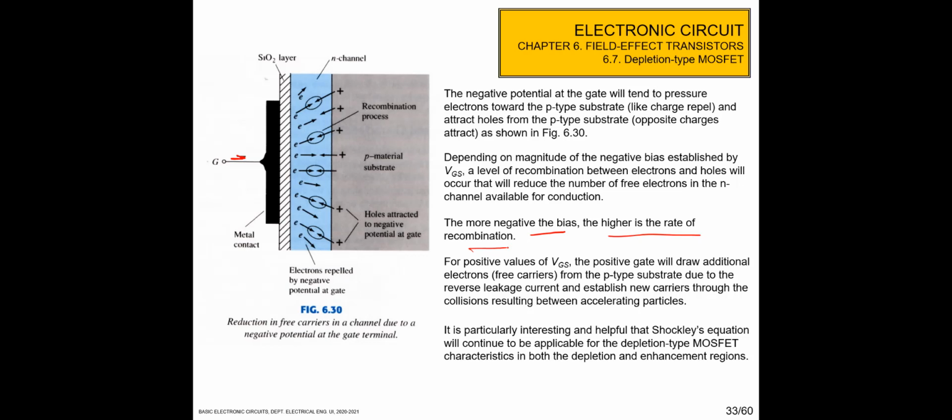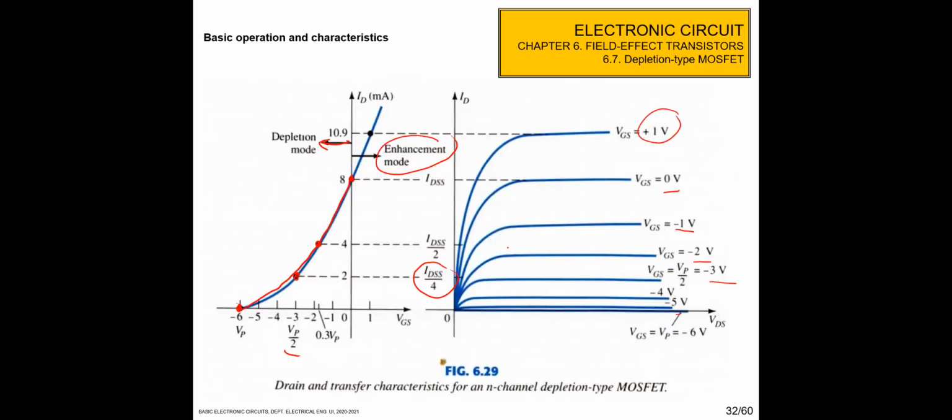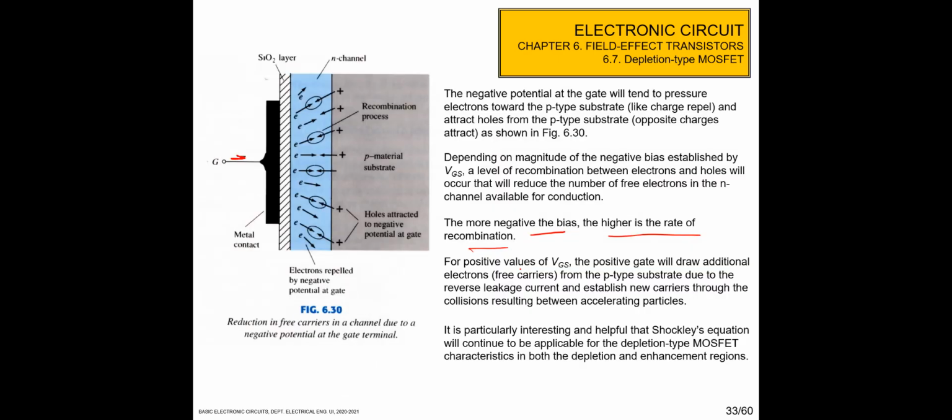So the electrons in the channel will combine with the holes, so the current flow from the drain to source is decreased. We can see that if we put a negative value of VGS, the ID is decreased like this one. But if we increase the VGS, like +1, like this +1 here.